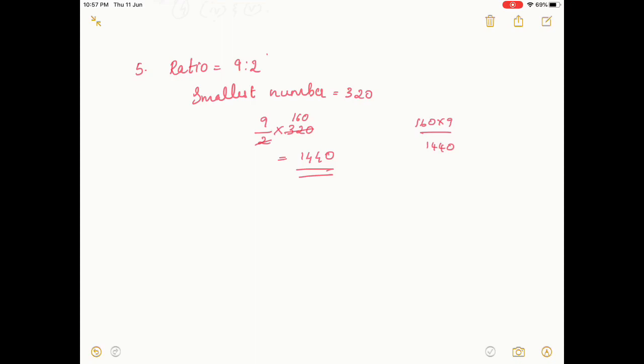Okay, let me do the 6th question now. A bus travels 180 km in 3 hours. So distance traveled is 180 km, time is 3 hours. Then a train travels, distance of the train is 450 km, time taken is 5 hours. Find the ratio of the speed of the train to the bus.